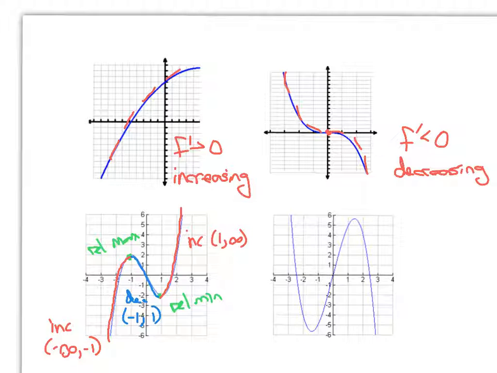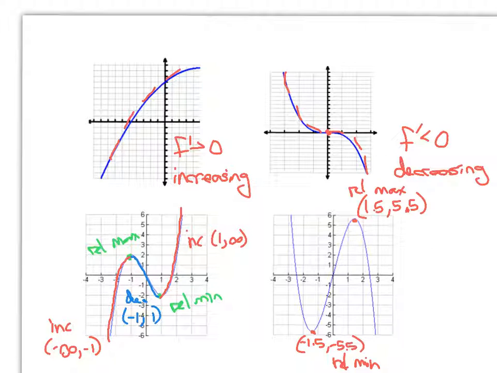I'm going to identify that there's a minimum point right here, and we're going to call that at -1.5, -5.5. And we're going to call this relative maximum point up here at 1.5, 5.5. So go ahead and write down your intervals of increasing and decreasing.